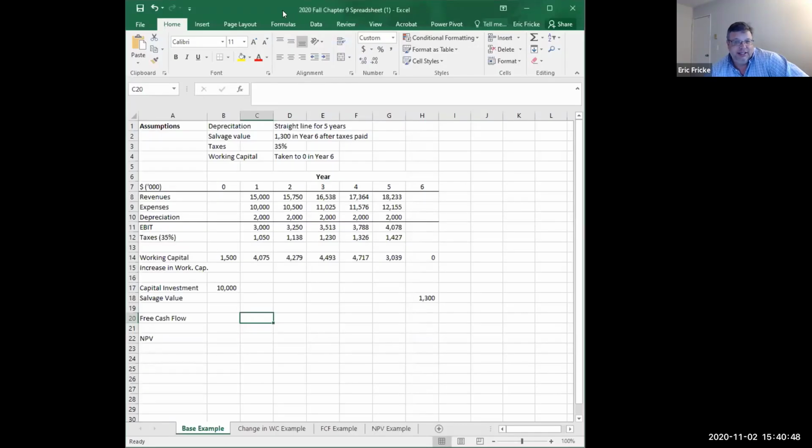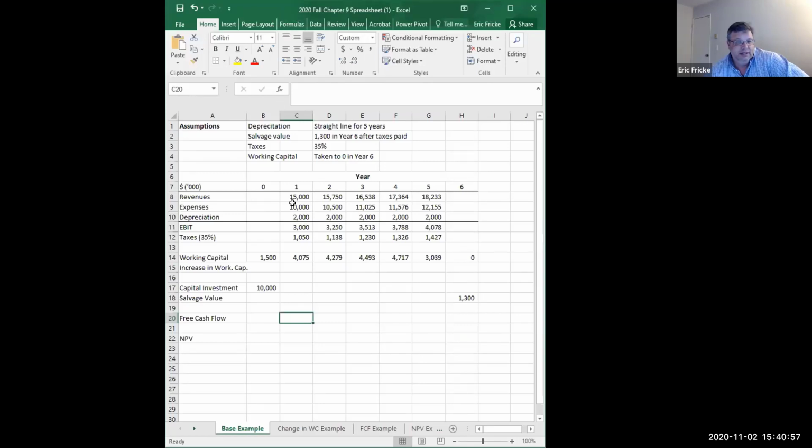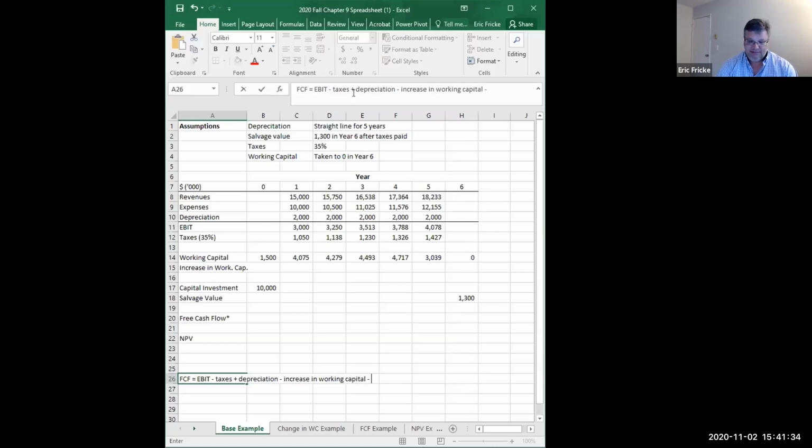Now I'm going to switch my screen over to the spreadsheet, Chapter 9 spreadsheet. All right, so you should be able to see it now. All right, there we go. So these are the same numbers. And let's not forget, I'm going to write the equation up here. So this is the equation. The equation for free cash flow is equal to EBIT minus taxes plus depreciation. See if I can spell it right this time. Minus increase in working capital and minus capital investment. That's basically the equation we're trying to build.